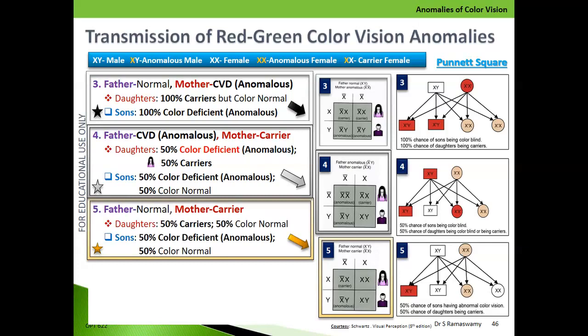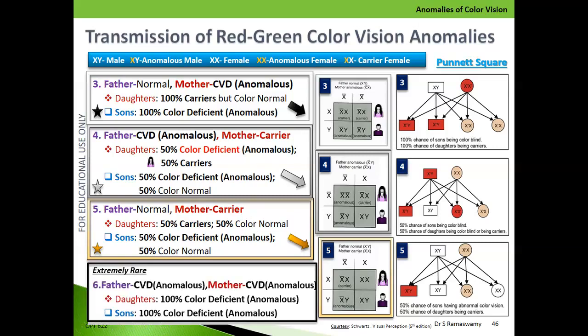The fifth case is where the dad is normal and the mother is a carrier. In this situation, the daughters, 100% of them are going to be color normals, but 50% of them will be carriers of the gene, and the sons are going to be 50% color deficient and 50% color normal. So this is also a situation where the mother is carrying the gene. That means she will be passing the carrier gene to 50% of daughters, as well as making 50% of the sons deficient.